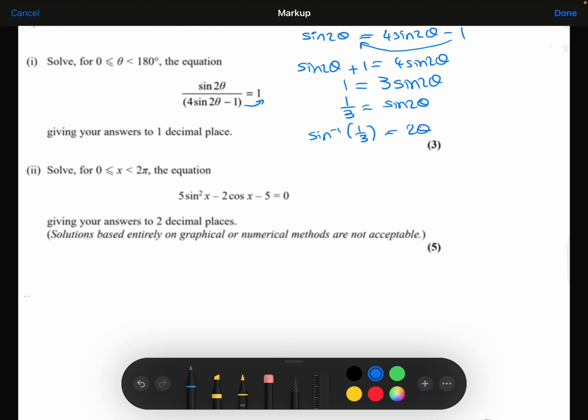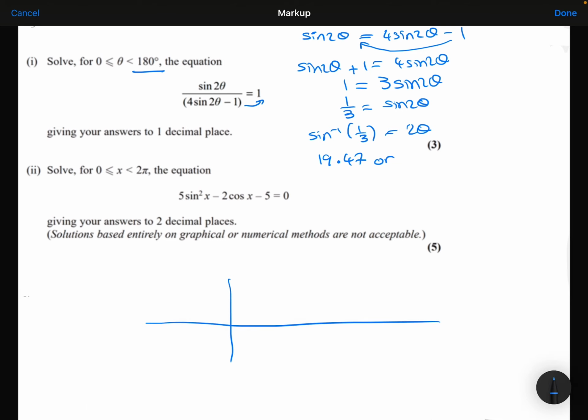So when I put that into my calculator, notice that we are in degrees in this case, so make sure your calculator is in degrees mode. We will get 19.47. Now, we now need to draw the graph. It's at this stage, remember, that we draw the graph to find the other solutions. So just a quick little sketch. Doesn't have to be particularly accurate, just in the right places.